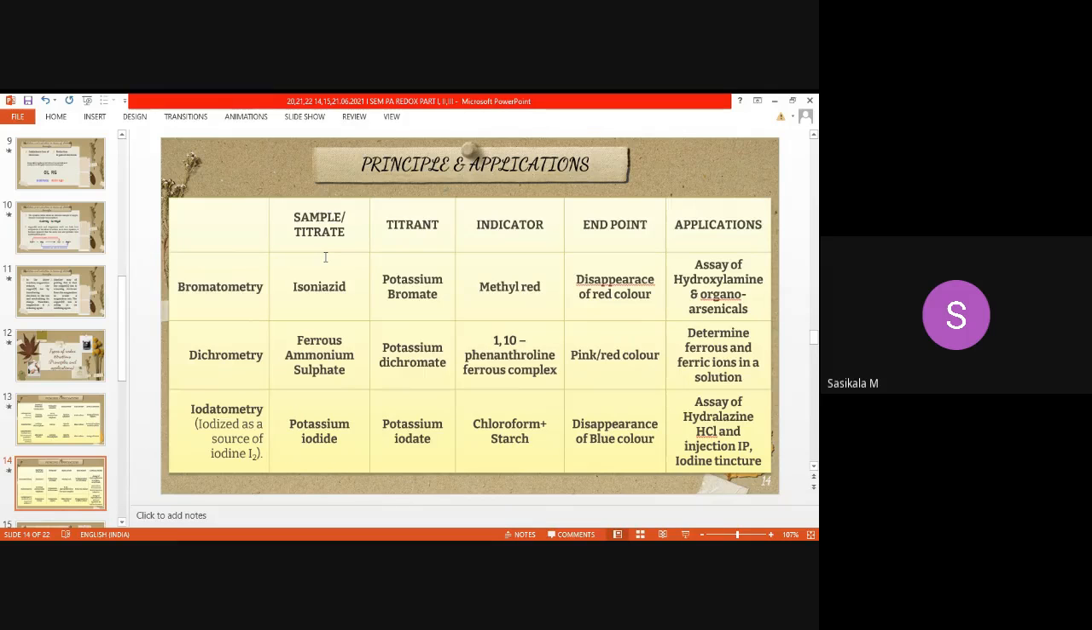Here, the kinds of samples that can be analyzed are potassium iodide, iodide samples like hydralazine hydrochloride injections as per IP, Indian Pharmacopoeia, and iodine tinctures, which can be analyzed by iodotometry.